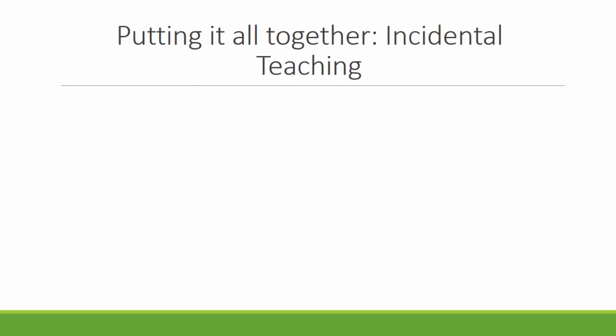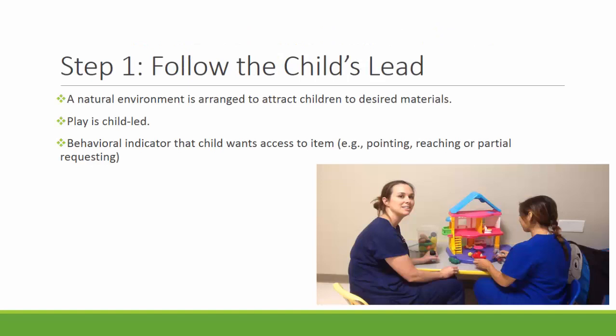So now we're going to put all the concepts together, reinforcement, prompting, environmental arrangement, and discuss the steps of incidental teaching. The first step is to follow the child's lead. Again, incidental teaching is a naturalistic intervention and is child-led. We wait for some sort of behavioral indicator that the child wants access to the item, either by pointing, reaching, or they may actually partially request.